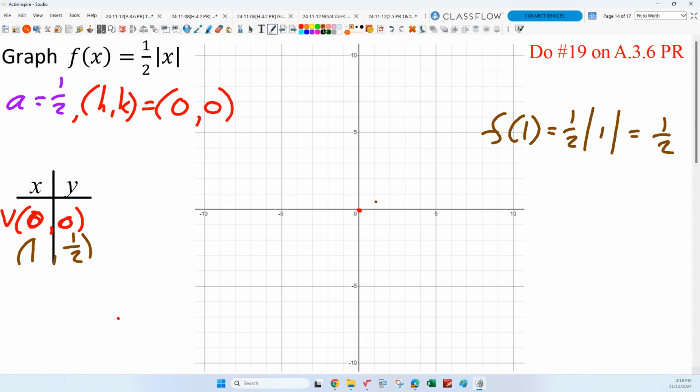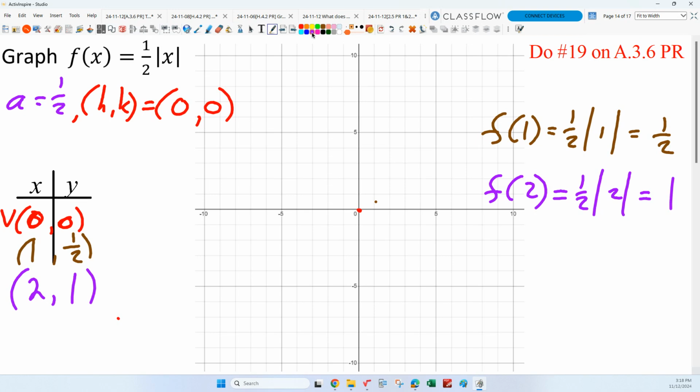So what else could we do maybe? What if we tried something like 2? What if I plug 2 into my graph? Then I get 1/2 times the absolute value of 2, which gives me what? 1. Okay, so that means if I plugged a 2 in, I got 1 out, and so I've got the ordered pair over 2 and up 1. So I started at my vertex, and that defined the right leg of my v.